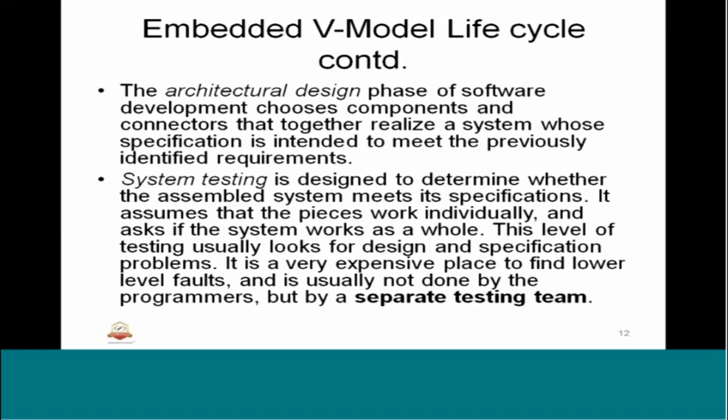On par with the architecture design, we have the system testing, which is designed to determine whether the assembled system meets the specification. It assumes that the pieces work individually and asks if the system works as a whole. This level of testing usually looks for design and specification problems. That means whether the design has any flaws. All this will be identified in this testing.